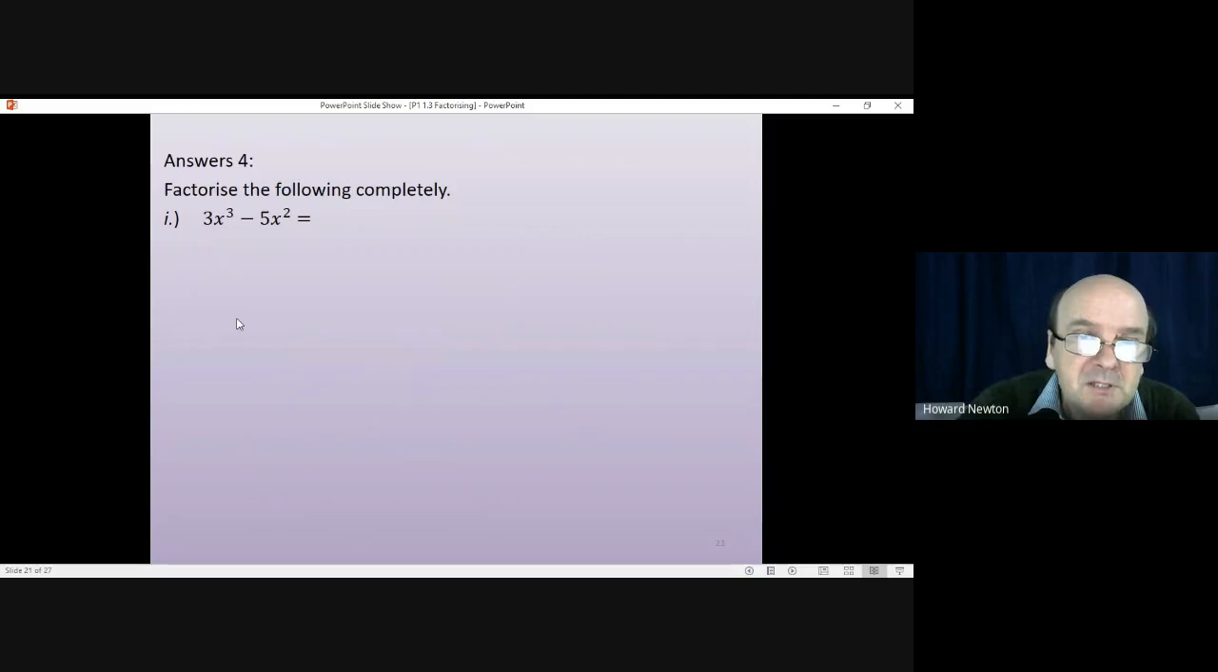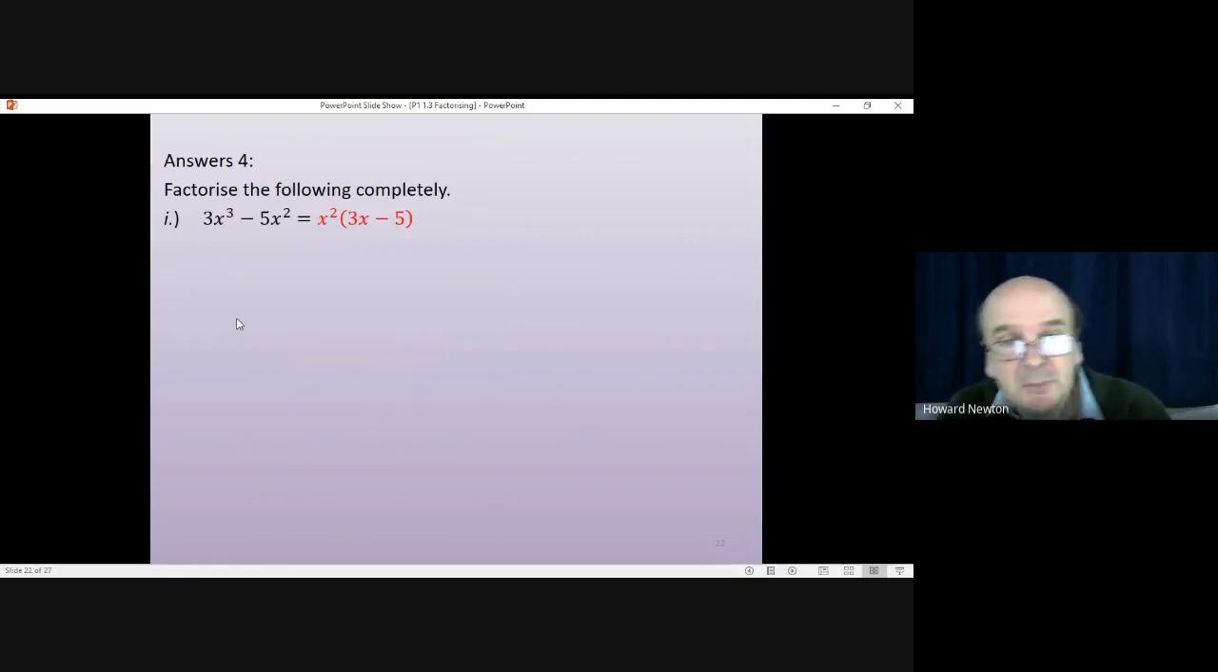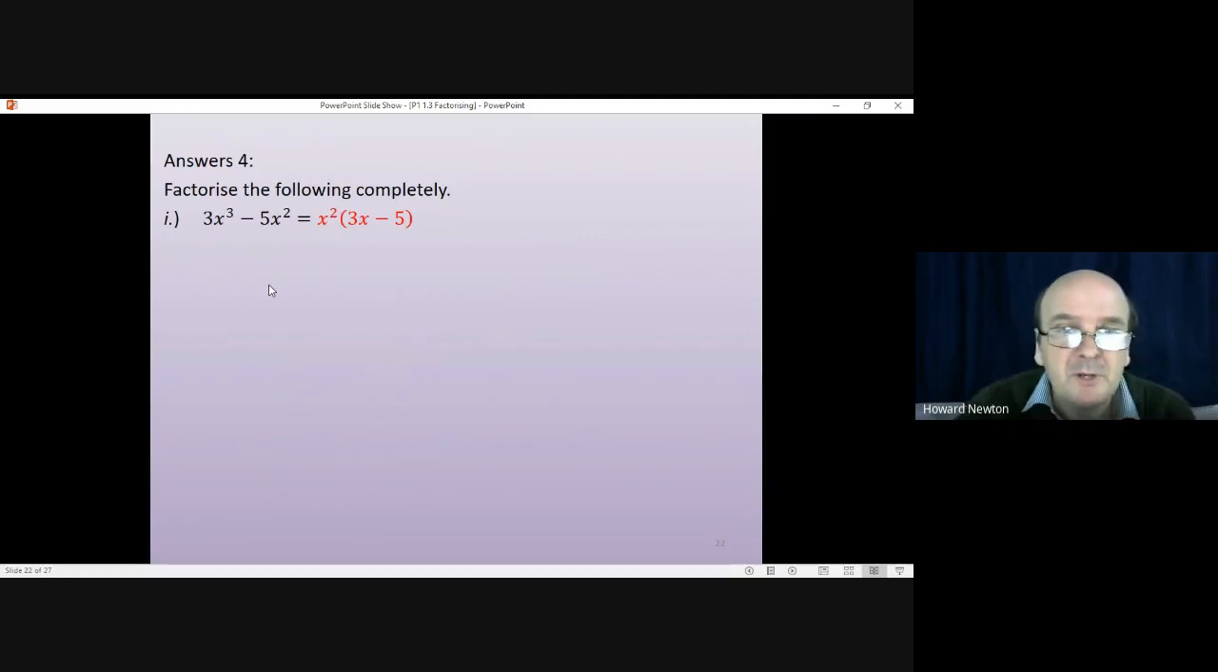Okay, going through these. The first question, no tricks or catches on that one. X squared goes into both terms. 3x minus 5 would go in the brackets. The second one does have a trick. The first thing you need to notice is that y goes into both terms, so you can factorize taking y out. Once you've done that, you've got the difference of 2 squares in here, because you've got y squared minus 6 squared. That will factorize into y plus 6 times by y minus 6.